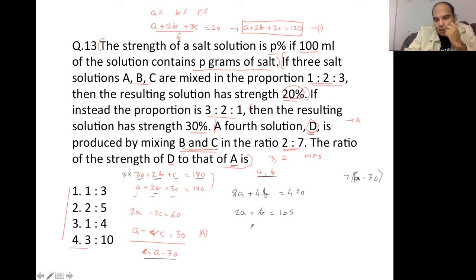Which means that the value of B must be 105 minus 2A. The value of B must be 105 minus 2A.